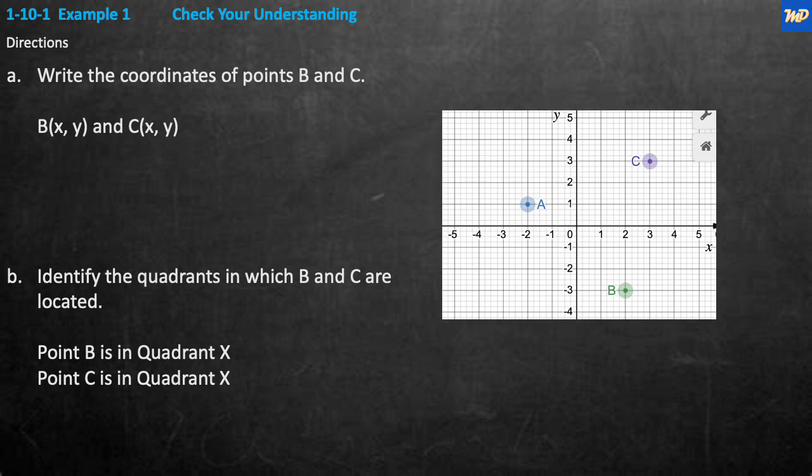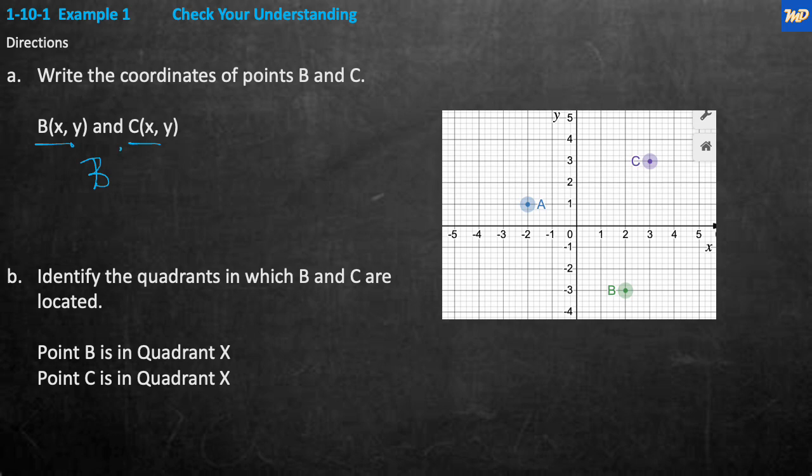Example 1, check your understanding. So now we're going to deal with the other 2 points on this graph. It says write the coordinates of points B and C. The format is B, parentheses x, y, like it is right here, and the C point is the same, only it says C. So what are they? We're going to write them down.